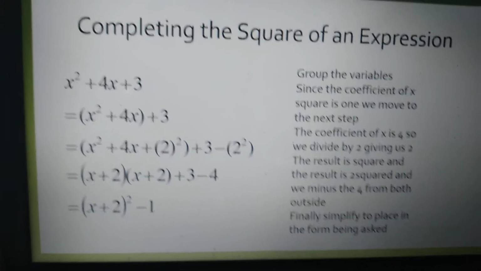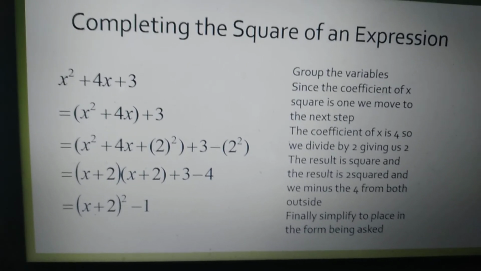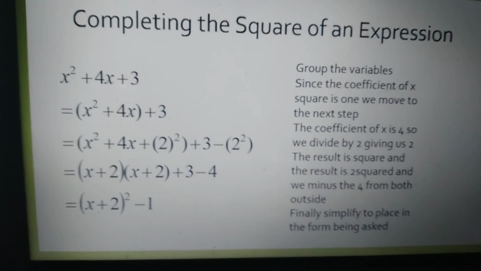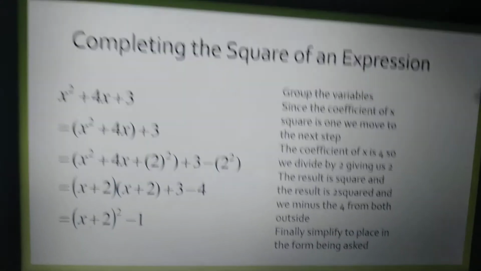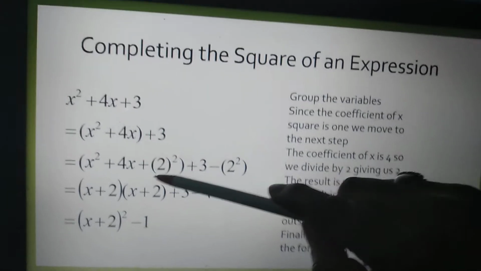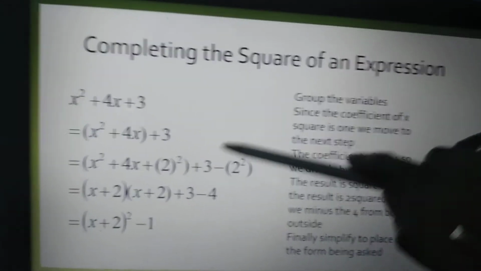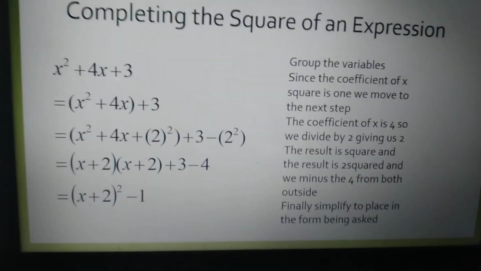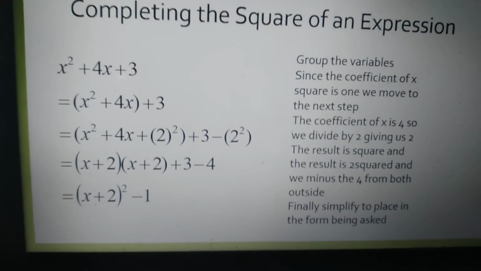The next step says whatever the result is, you square it and add it inside the bracket, and you do the opposite outside. So since it's 2, I'll add 2 squared inside the bracket, and I will minus 2 squared outside the bracket. And now I need to simplify.